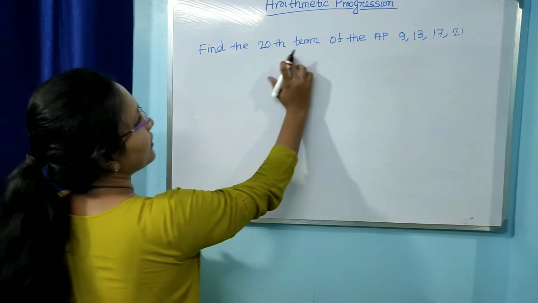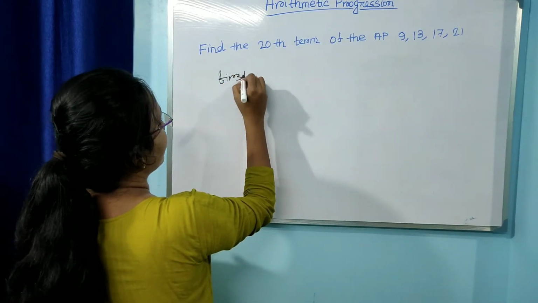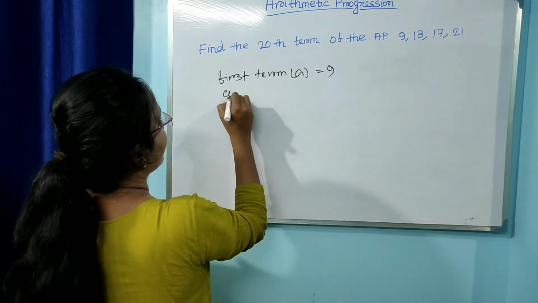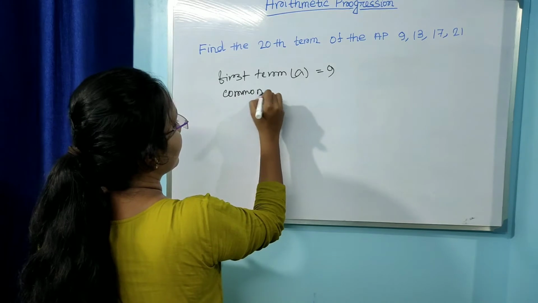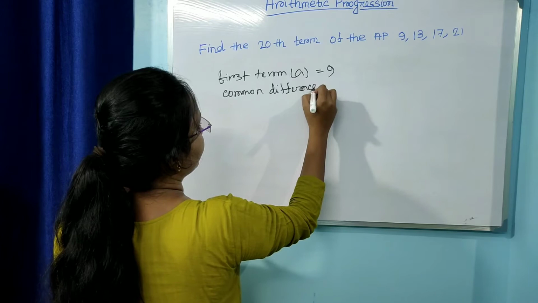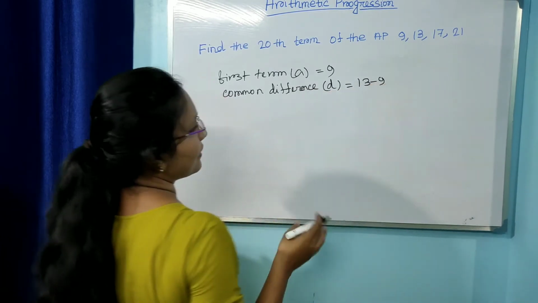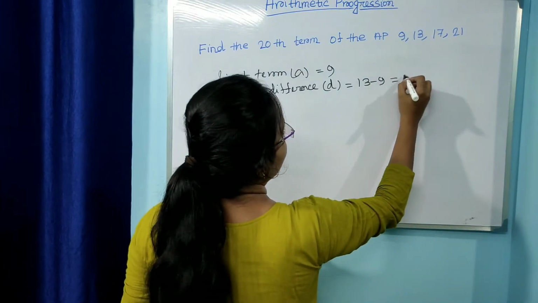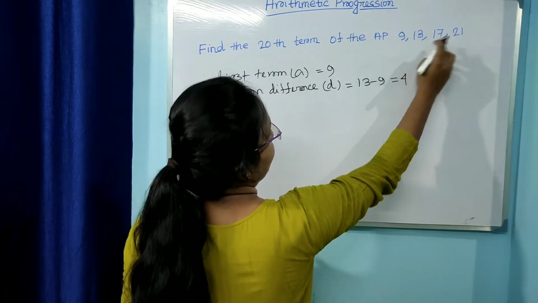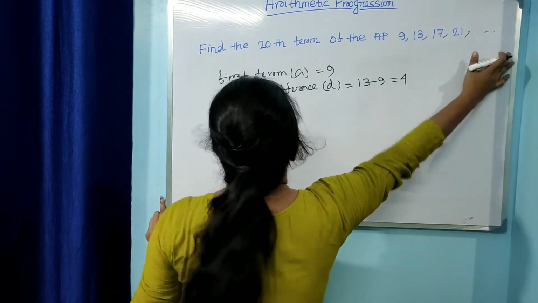See here, find the 20th term of the AP. So here, what is the first term? First term A equals 9 and common difference D equals 13 minus 9, that is 4. So you can take any two terms, 13 minus 9 or 17 minus 13 or 21 minus 17, any terms. And this is an AP, this is going on.